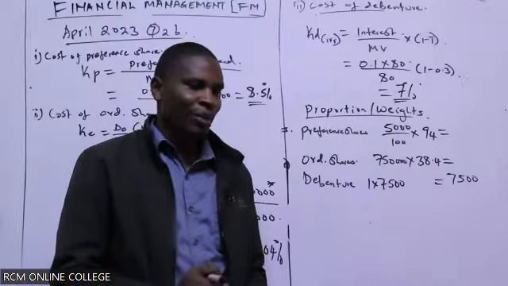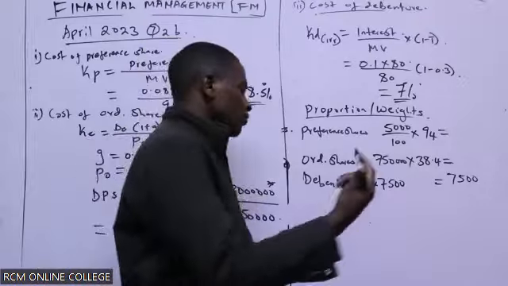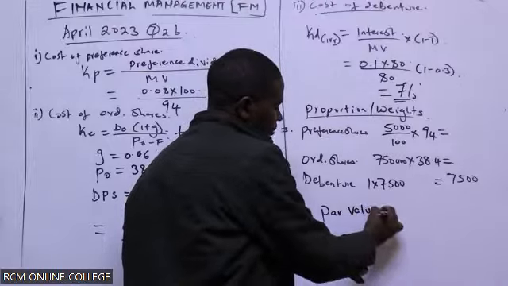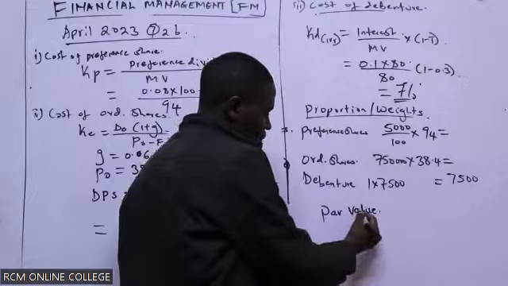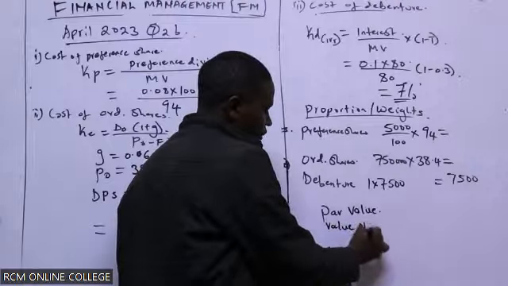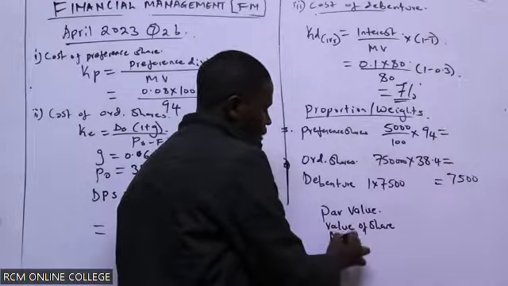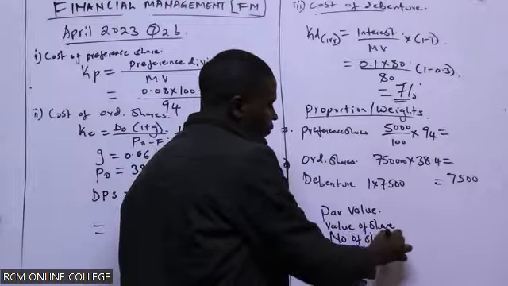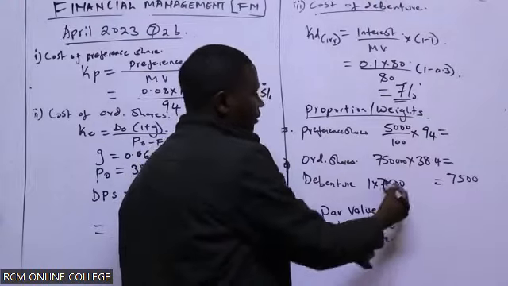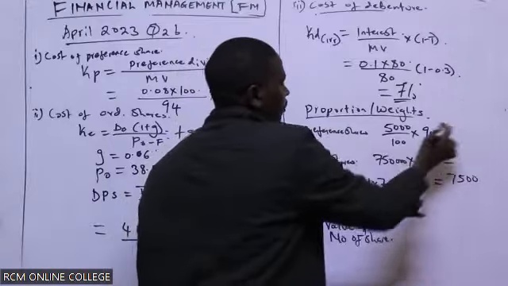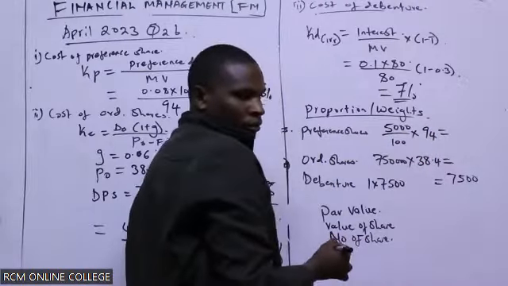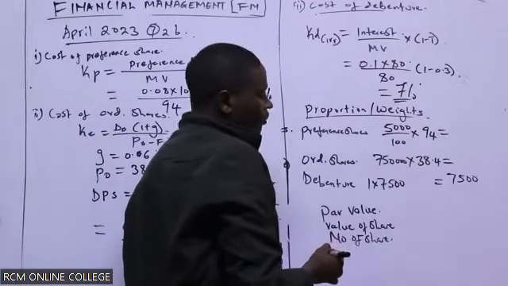Why do we use par, by the way? A good question from Immaculate. Why do we use par value? Niliwaambia kuna hizi vitu tatu: kuna par value, kuna value of share, na kuna number of share. So the moment tumepewa number of share, hii ndio tunatafuta hapa. Here we need to get the number of share. So preference share number zake zitakuwa this divide by par. Find number of share.